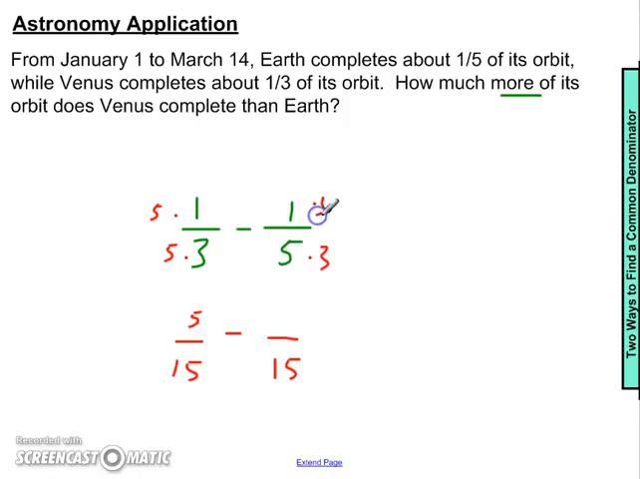So 1 times 3 gives me 3. My denominator stays the same. 5 minus 3 is 2. So Venus completes 2/15 more of its orbit than Earth does from January 1st to March 14th.